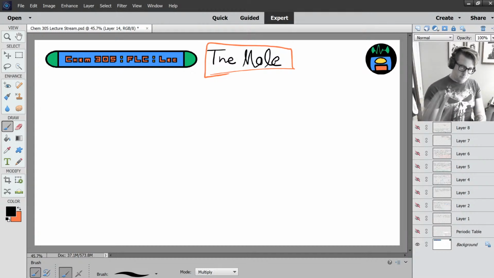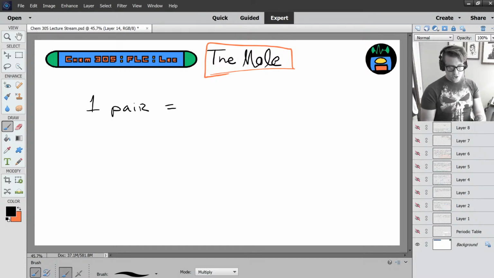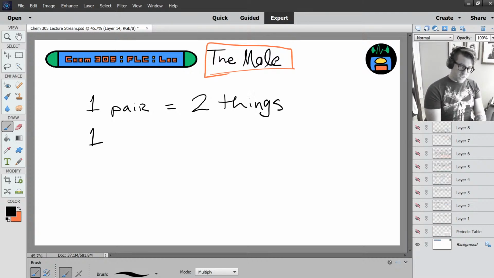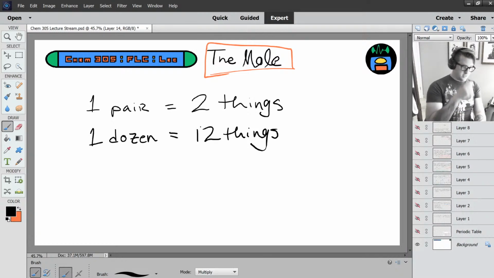But in chemistry, a mole is something else. The mole is a quantity similar to one pair. If I asked you how many things are in a pair, you would tell me that one pair, hopefully, is two things. A mole is similar to one dozen. If I asked you how many things are in a dozen, you would tell me 12 things, unless you were a baker. A baker's dozen is 13 things.